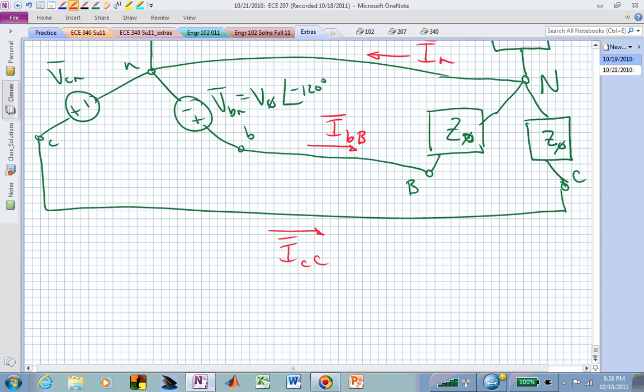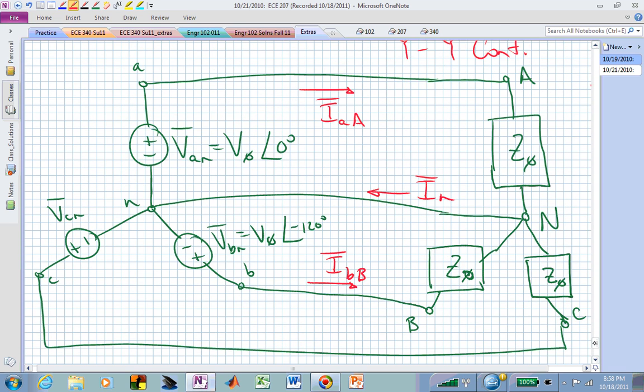That's now a YY connection where the sources are Y connected, the loads are Y connected, and we have the appropriate balanced set of source voltages, and we have balanced loads, meaning the impedances are all the same at the loads in each phase. Z sub phi is the same in the A phase, B phase, and C phase. We will pick up at that point in a subsequent session.